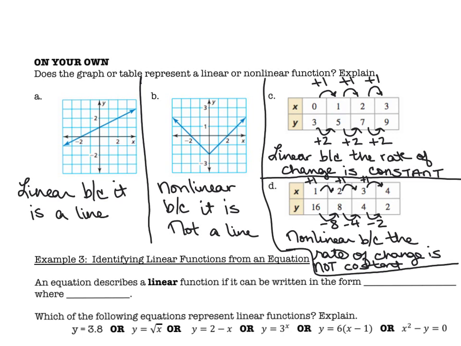Here are the answers you should have come up with. Letter A is linear because it's a line. Letter B is nonlinear because it's not a line. C is linear because it has a rate of change that is constant. And D is nonlinear because the rate of change is not constant.